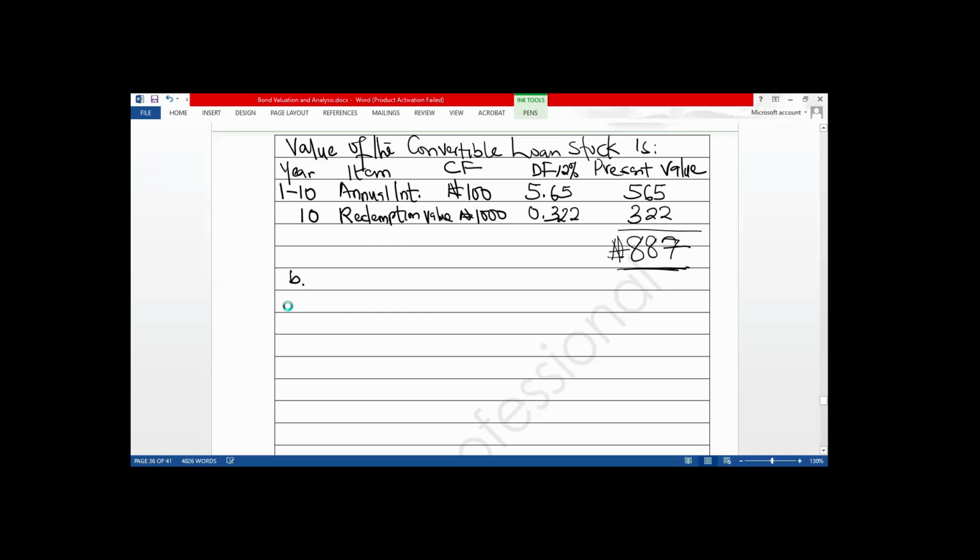You start like this. Current price of the security is 960.